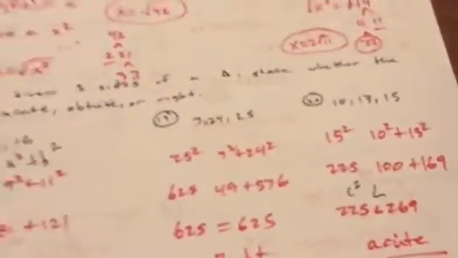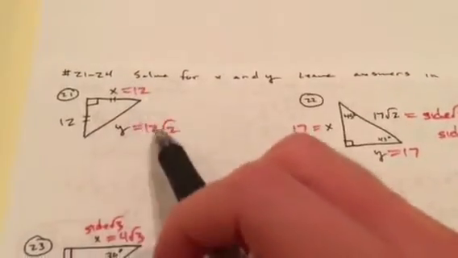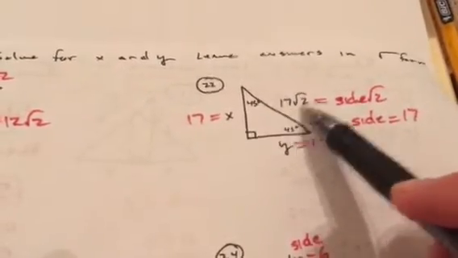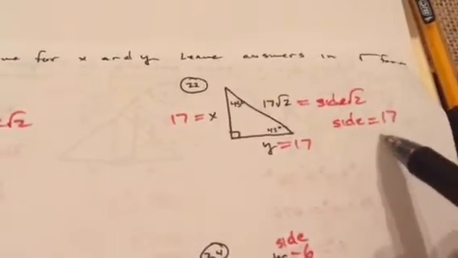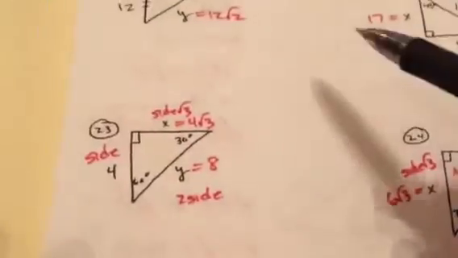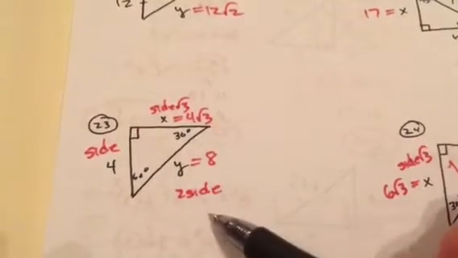All right. That one might be a little bit more challenging to remember for your final. Guys, 45, 45, 90 triangle, you have a side, side root 2. 12, 12, 12 root 2. Again, side, side root 2. So if 17 root 2 equals side root 2, your smallest side is 17, which is both x and y. For 23, 4, 8, 30, 60, 90 triangle, it goes side, side root 3, twice the side.